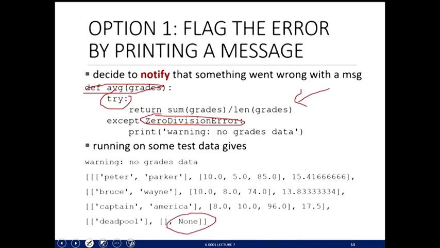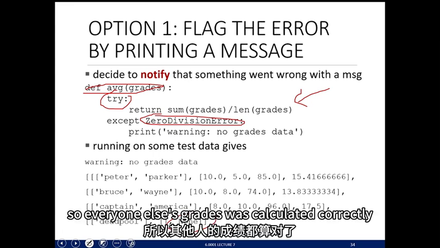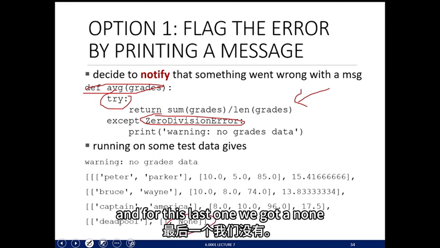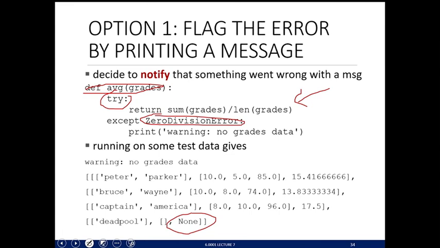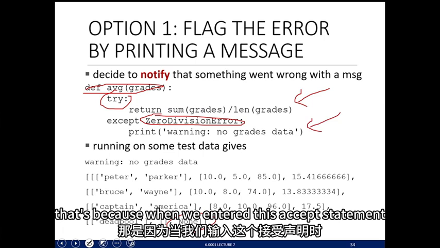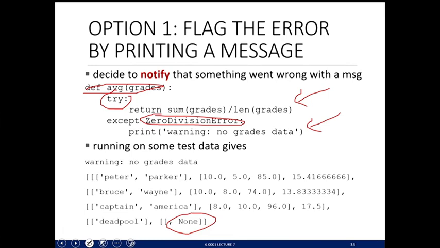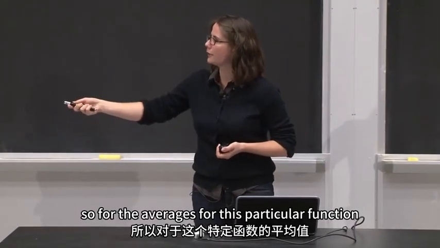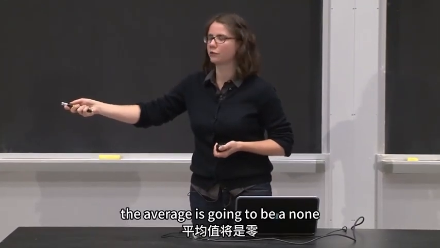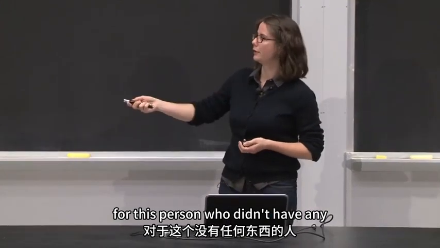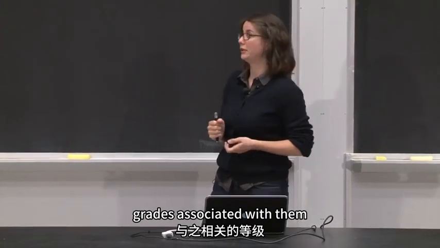And we're going to get this none here for the grades. Okay? So everyone else's grades were calculated correctly. And for this last one, we got a none. That's because when we entered this except statement, right, if this is a function, remember functions return something. This function in this particular except statement didn't return anything, right? So it returns a none. So for the averages for this particular function, the average is going to be a none for this person who didn't have any grades associated with them.